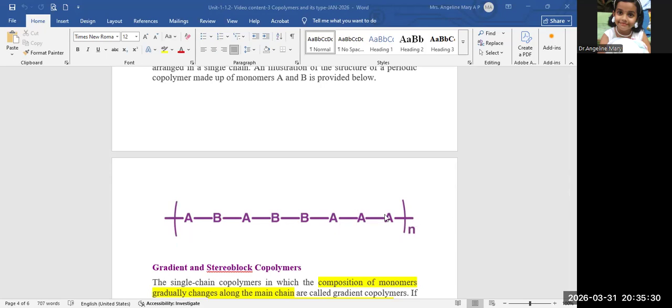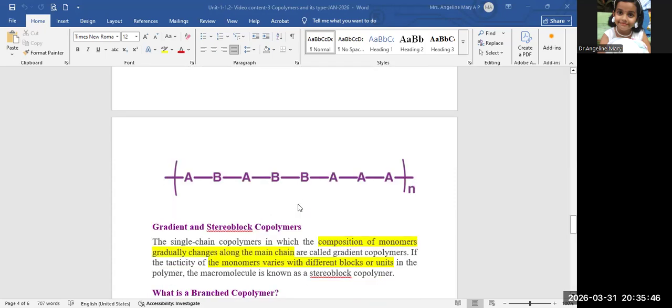1, 2, 3, again 4, then 5. The monomer count also increases. The first monomer increases in the third step, the second monomer increases in the second step, and then automatically in the fourth, the second monomer will again be multiplied. That is called a periodic copolymer.